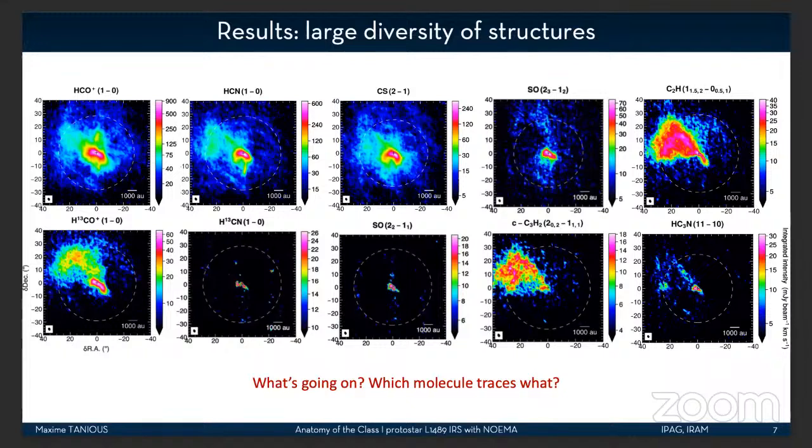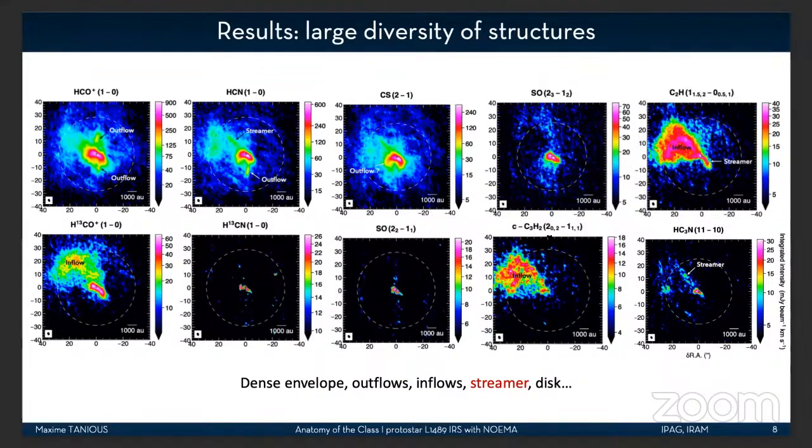So we saw a large diversity of structures, and before doing chemistry, we wanted to identify what was going on and which molecule traces which structures. And so that was the aim of the work, to identify these different structures. So we can see some dense envelope that is traced with some lines. We can see some outflows, also inflows, streamers, and with this, the disk also in fainter species. And so I will focus mainly my presentation on the detection of the streamer that we can clearly see in the HC3N line.